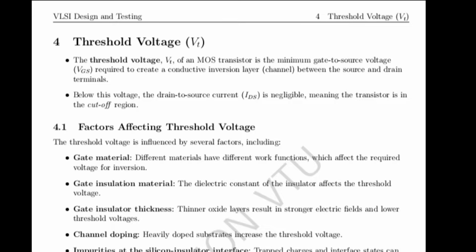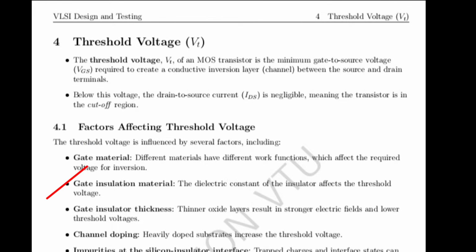What are the parameters that affect the threshold voltage? Here you can see the different parameters that influence the threshold voltage. Let us see them one by one. First one is gate material. Different materials have different work functions, so that will affect the required voltage for the inversion. So this is one of the parameters.